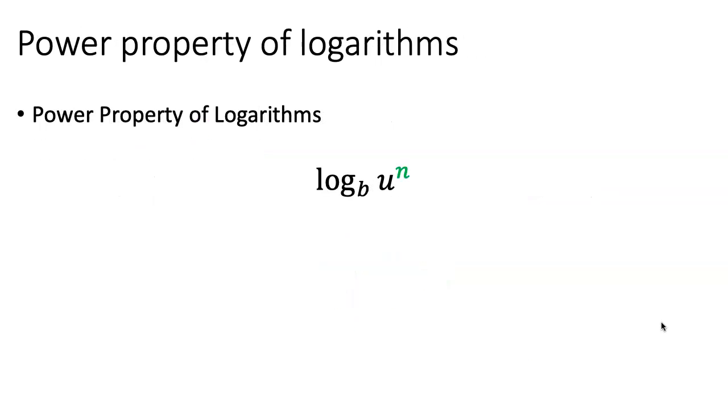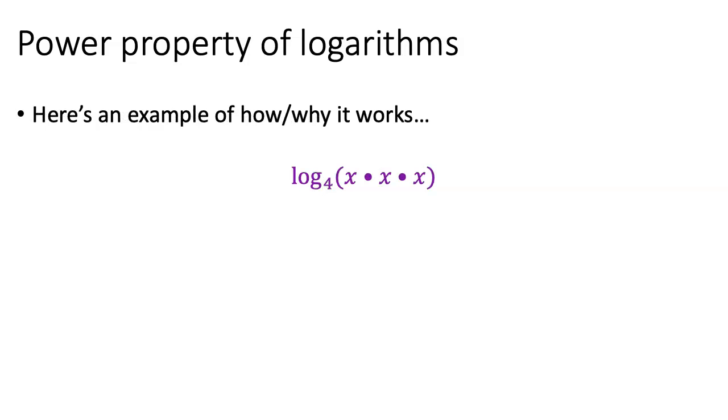Next, the power property of logarithms. Here we have log base b of u to the n power. Well, we can take that n and move it to the front of the logarithm to multiply and make it a coefficient. Now it's n times log base b of u. Check this out again. It's in the exponent or power position right here, and then we move it to the front. And now it's n times log base b of u. This is how come it works.